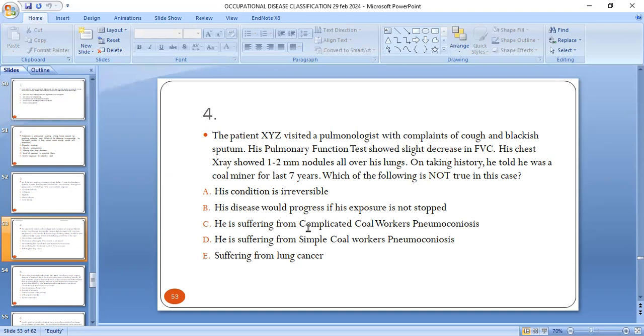Is his condition irreversible? Would his disease progress if his exposure is not stopped? Is he suffering from complicated coal worker pneumoconiosis? Is he suffering from simple coal worker pneumoconiosis? Or is he suffering from lung cancer? D. It's C. He is suffering from coal worker pneumoconiosis.